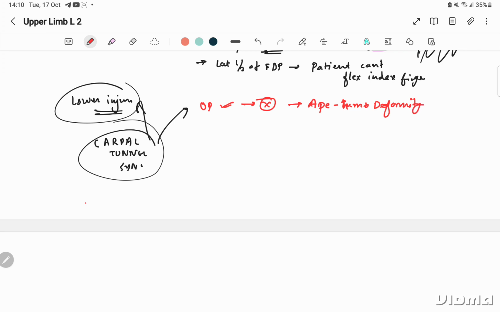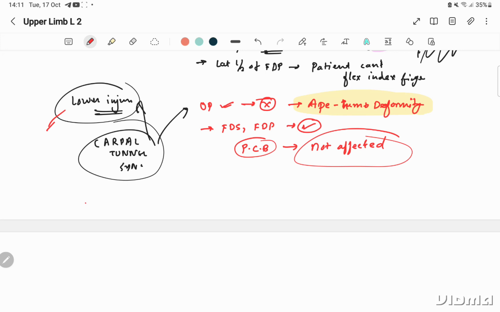So in both A and B, lower injury or higher injury, in any median nerve injury, in fact, the ape thumb deformity is a cardinal feature. Then no effect on FDS and FDP. FDS and FDP are intact. No effect, they are working fine. Okay, the palmar cutaneous branch is not affected, as it passes superficial to flexor retinaculum. So there is no sensory loss.